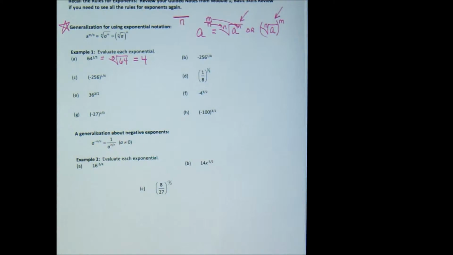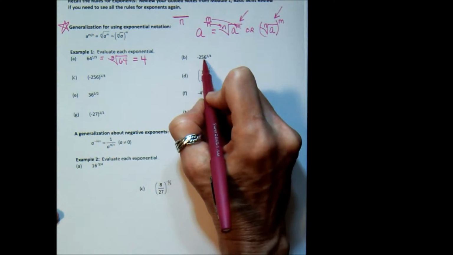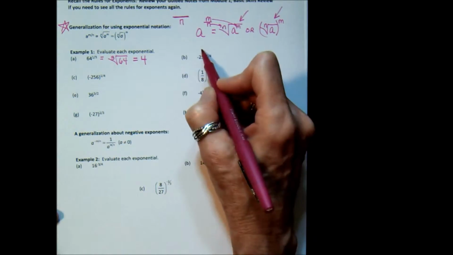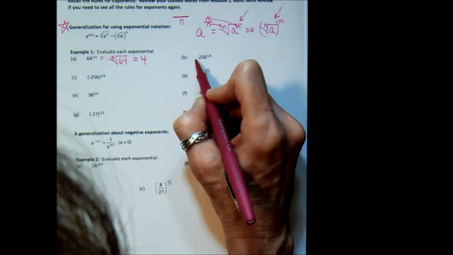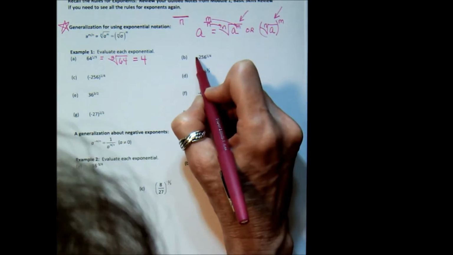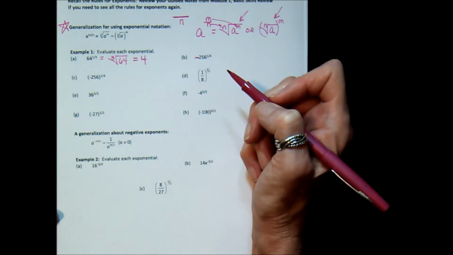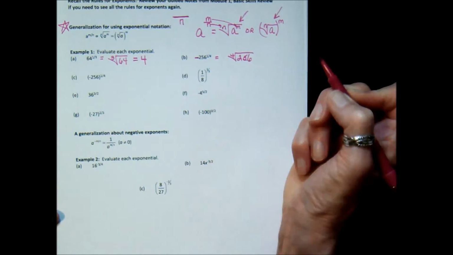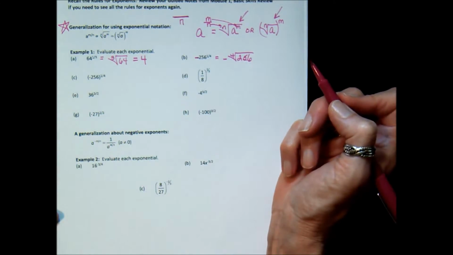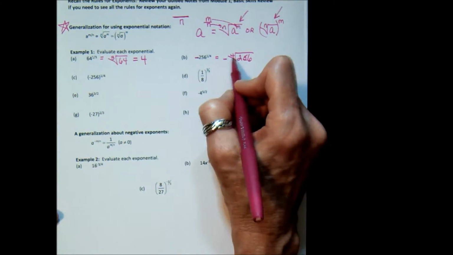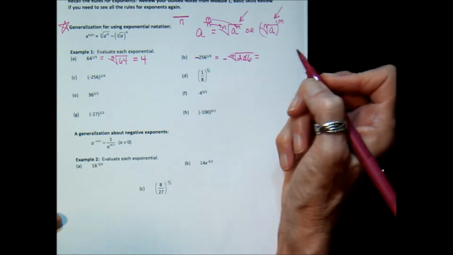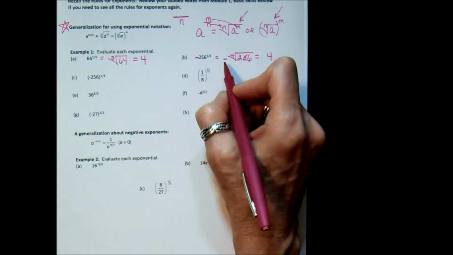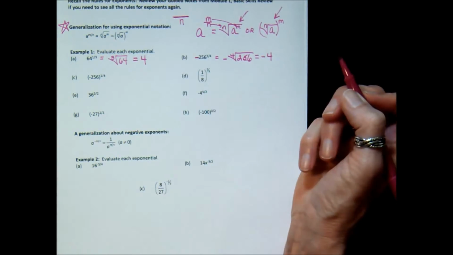The second one, I have negative 256 to the 1/4 power. Now you have to be very careful here. Probably a better way to read this would be minus 256 to the 1/4. The minus sign here is not part of what I'm taking the root of. So in other words, I want the fourth root of 256, and when I get that, I want the negative of it, or the negative root. And we can do that with an even root, as long as that negative sign is on the outside. The fourth root of 256 is 4, so the negative of that, or minus that, would be minus 4.